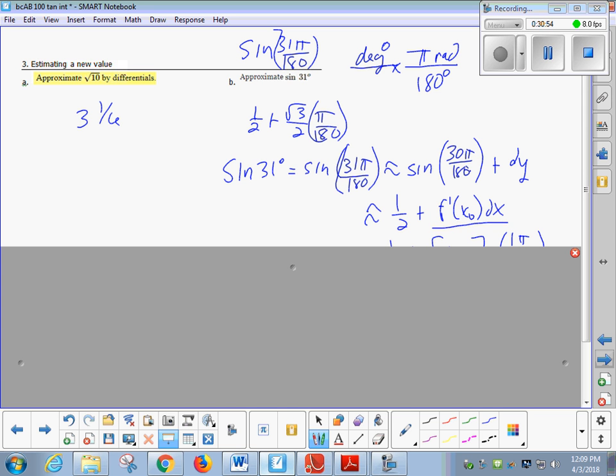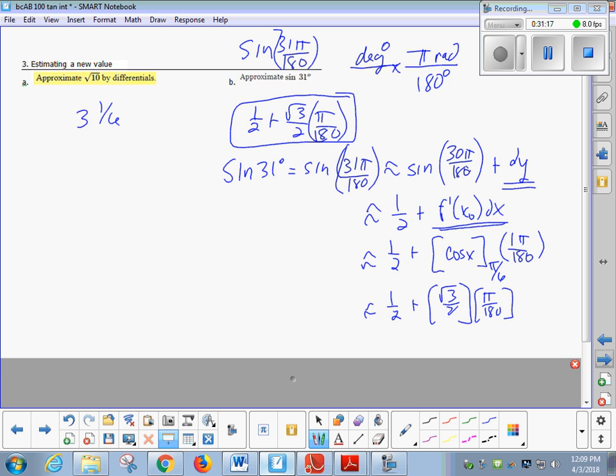This needs to be basically in every problem. That is the basic concept that needs to be shown. With that, and the derivative, this is where the answer came from: 1/2 plus root 3 over 2, times dx, which is 1 pi over 180. Is that clear? Is that the end of this? Yes.